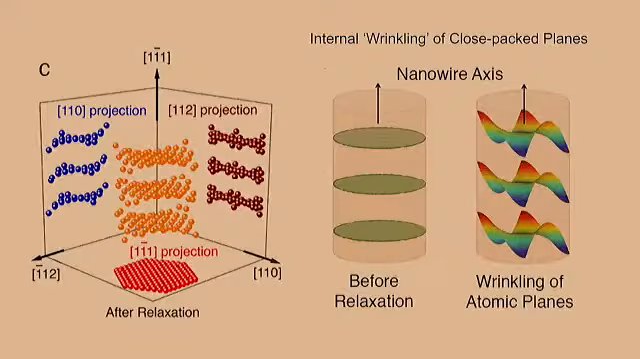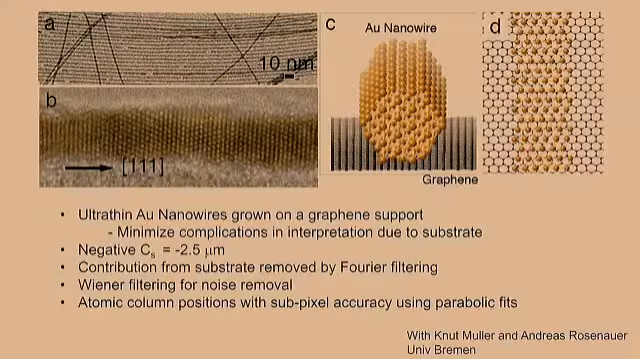Right? So what happens essentially here is that we have these 100 planes. After relaxation, this is an exaggerated view. The planes undergo wrinkling. The 100 planes are no longer planar. They undergo some sort of wrinkling here. Okay. So how do we look at this particular thing?